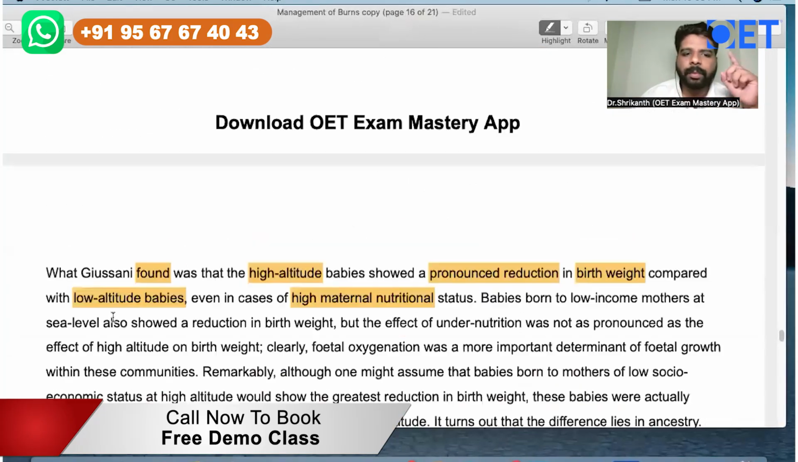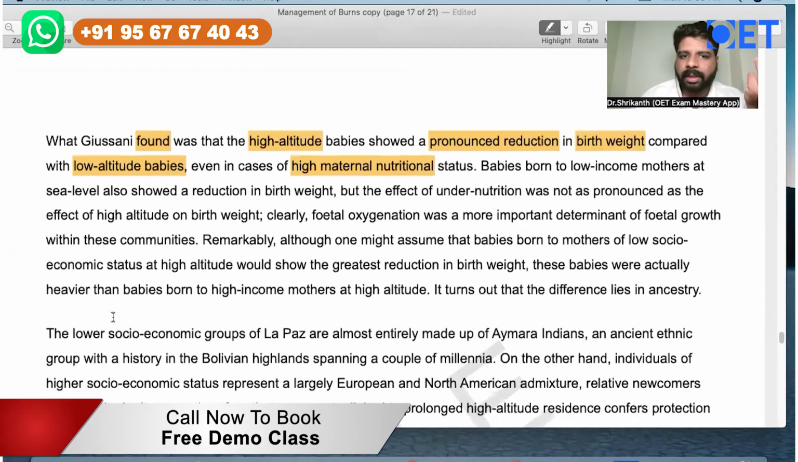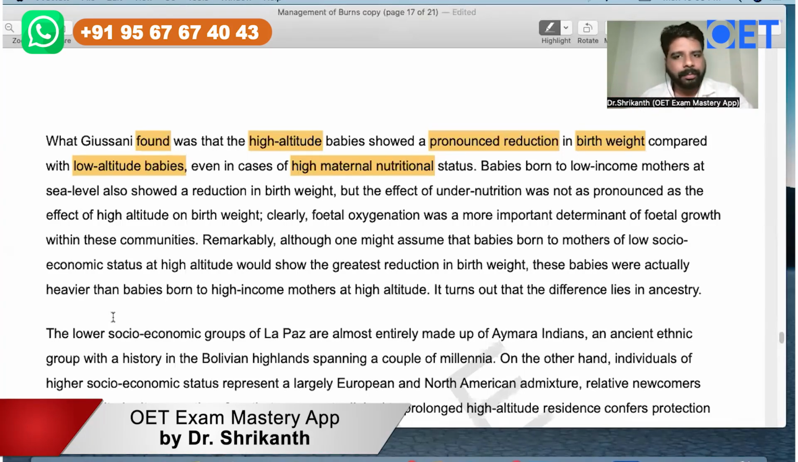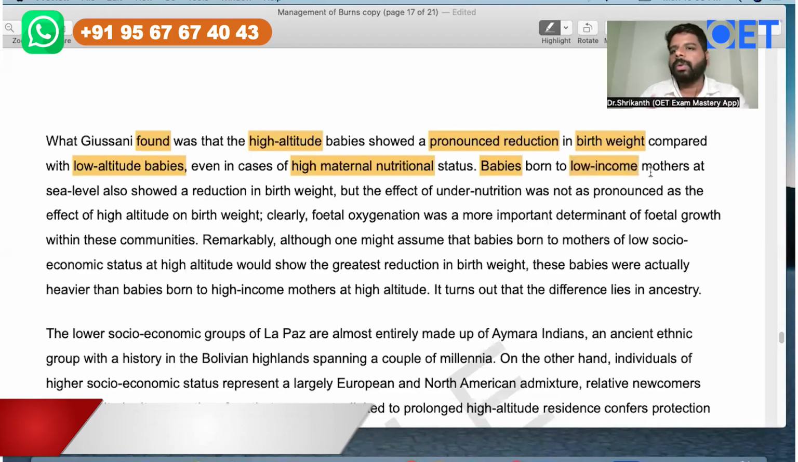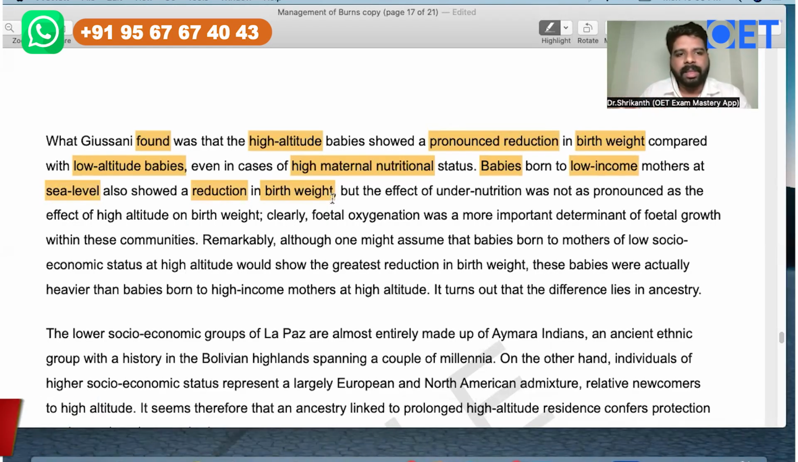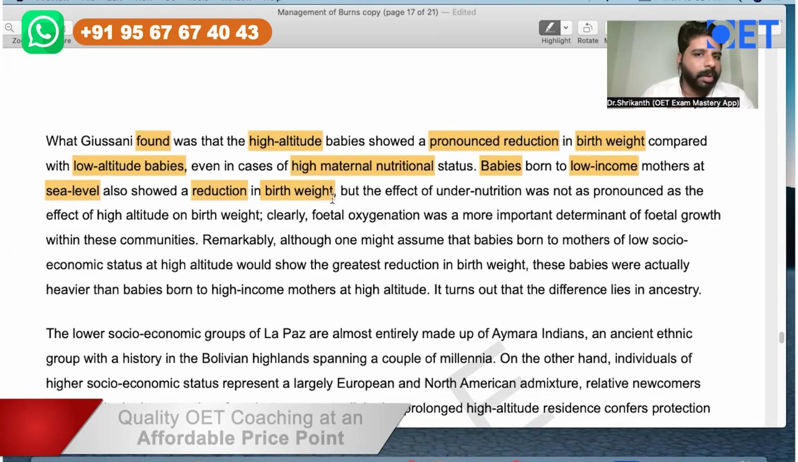Now you see, just one sentence we have read, and now we are going to the second sentence. Now let's see. Babies born to low income mothers. Okay, so now they're talking about the poor mothers. Babies born to low income mothers at sea level, that is at ground level, also showed a reduction in birth weight. Okay, so at sea level, poor mothers, the babies were basically having very low birth weight only.